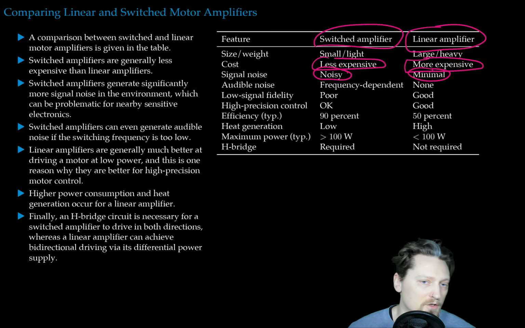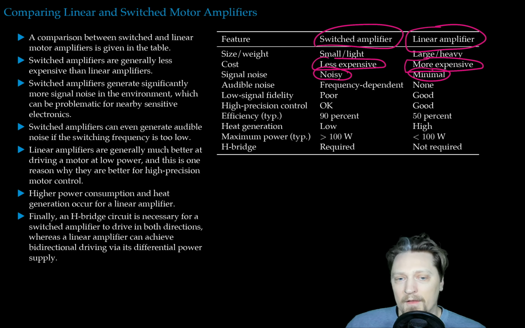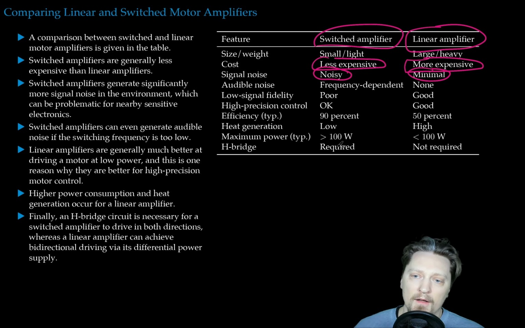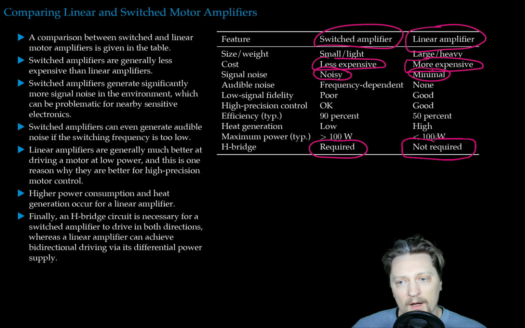Linear amplifiers are generally much better at driving a motor at low power, and this is one reason why they are better for high precision motor control. Higher power consumption and heat generation occur for a linear amplifier. Finally, an H-bridge is required for a switched amplifier, and it is not required for a linear amplifier.